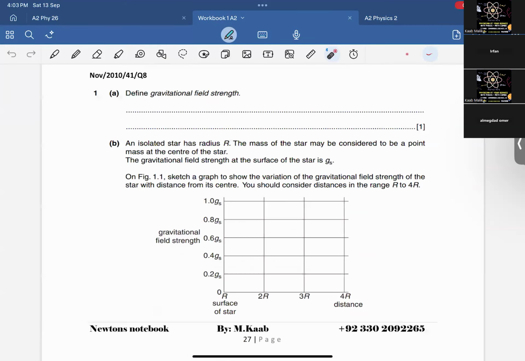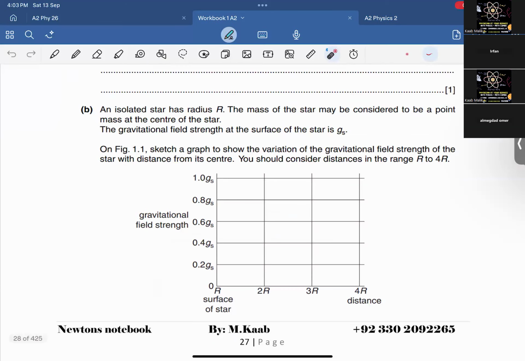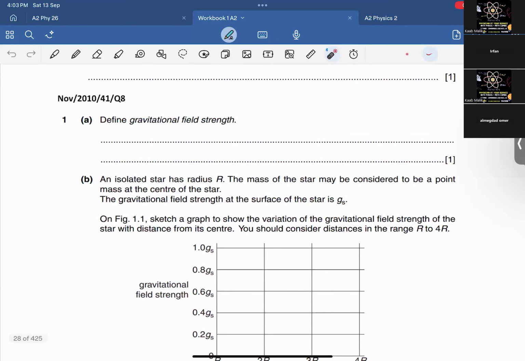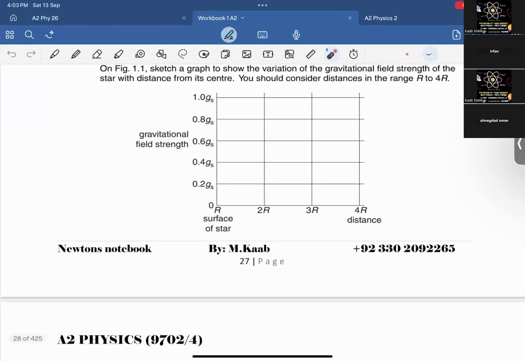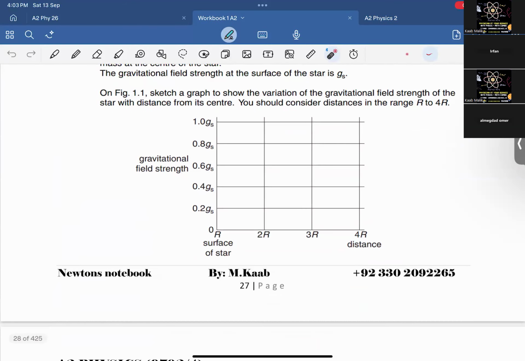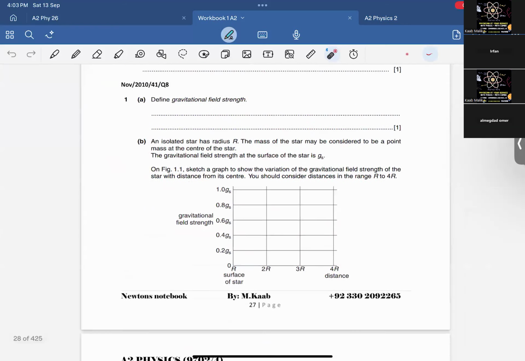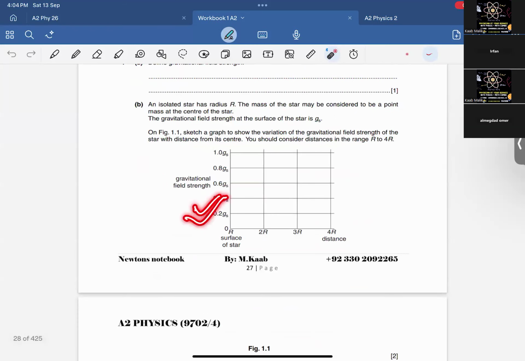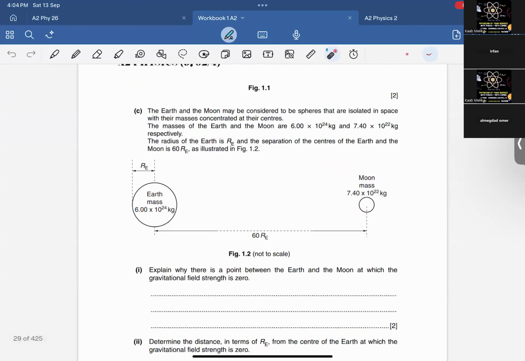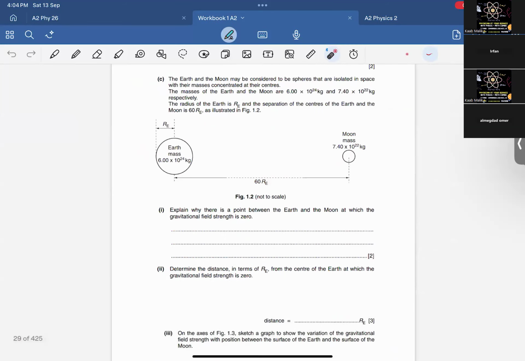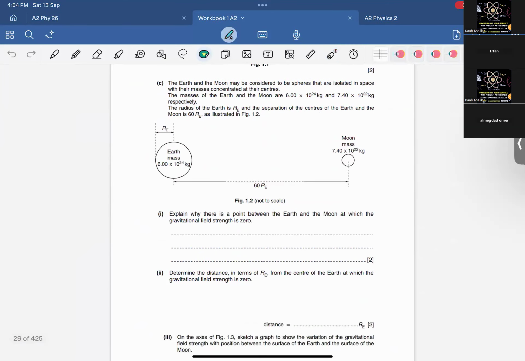They're asking you to define the gravitational field strength. Once you define that, after that you have to plot the points, and it will look like this. So it's the similar thing that we've done in the past paper, and this graph is asked various times. Okay, so let's try this question. We just need to take out these parts.